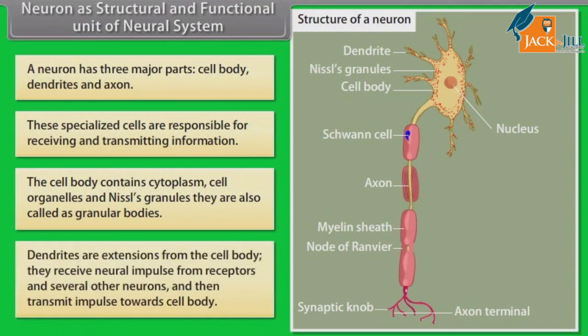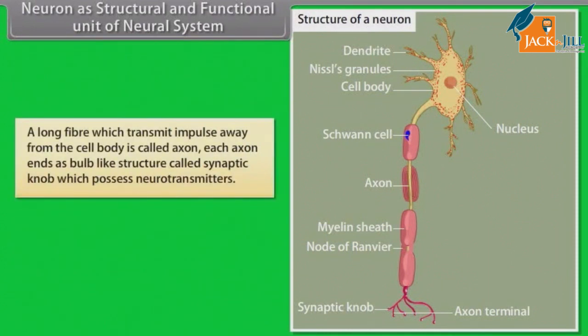Dendrites are extensions from the cell body. They receive neural impulse from receptors and several other neurons and then transmit the impulse towards the cell body. A long fiber which transmits impulse away from the cell body is called axon. Each axon ends as a bulb-like structure called synaptic knob, which possesses neurotransmitters.